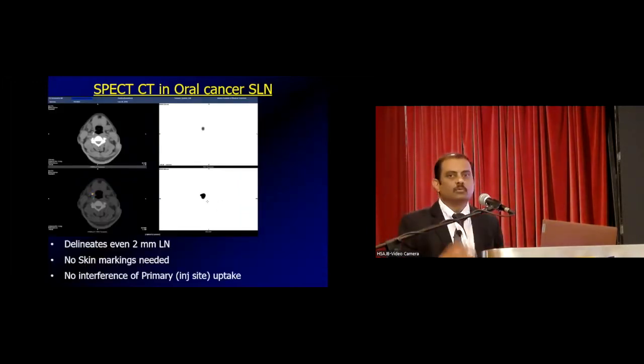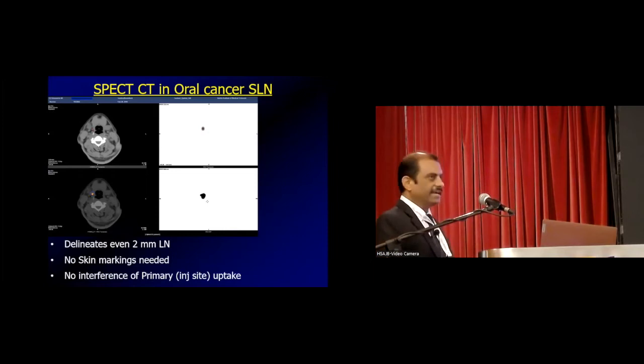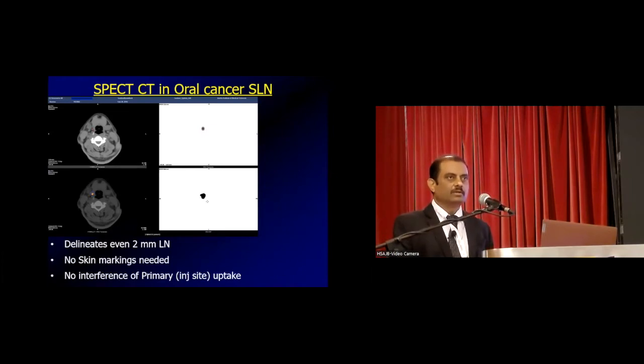So what are the other advantages of a SPECT-CT in head and neck? You can see it delineates even a 2 millimeter lymph node. No skin markings are needed. The surgeon is extremely confident because we are able to identify whether it is a level 2 node or a level 3 node, and there is no interference of the primary injection site because of this exquisite anatomical detail with an excellent co-registration of the SPECT image.